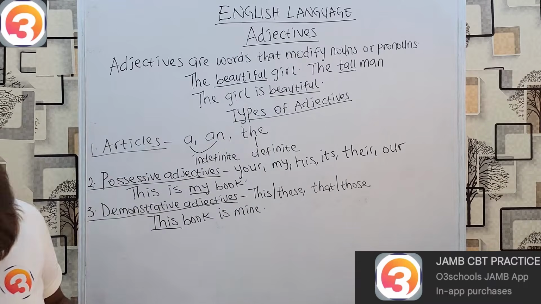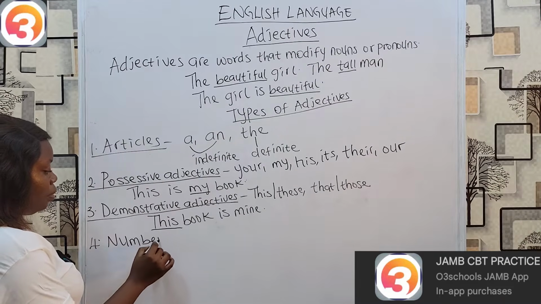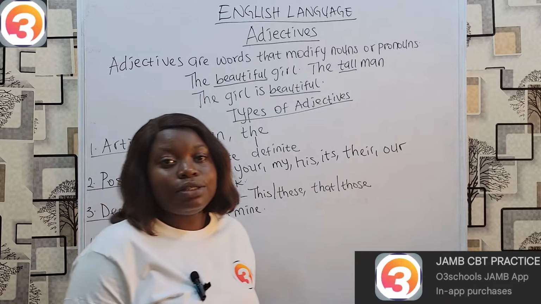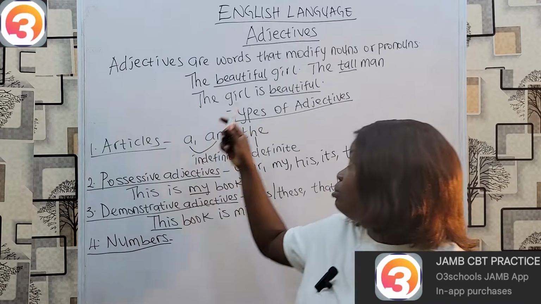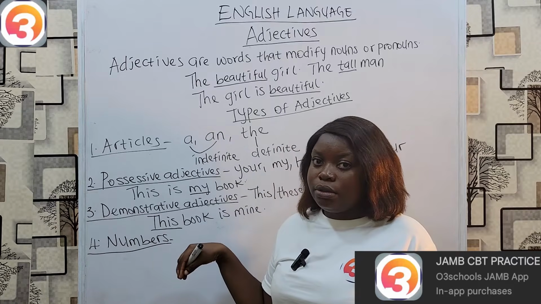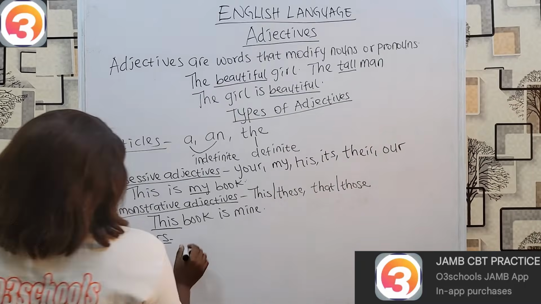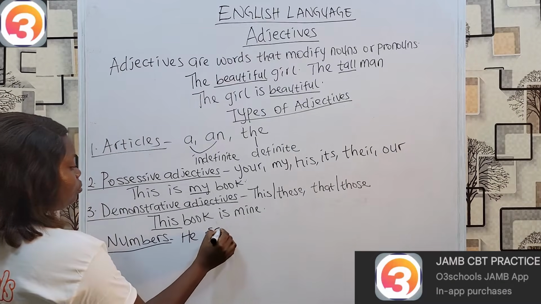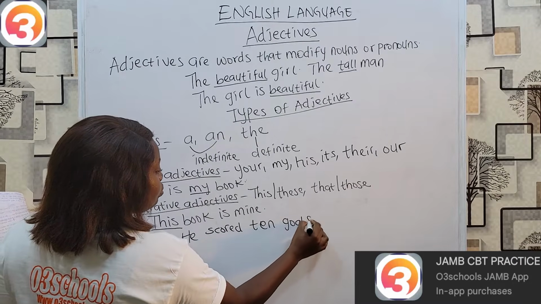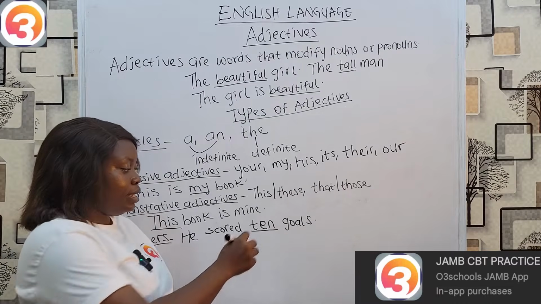Then we've also got numbers. When numbers appear in sentences and they answer the question how many, we classify them as adjectives. There they are now telling us more about the noun in the sentence. So if numbers answer the question how many, for example, he scored 10 goals. 10 here is standing as an adjective.